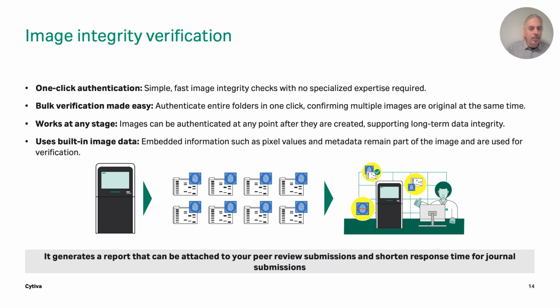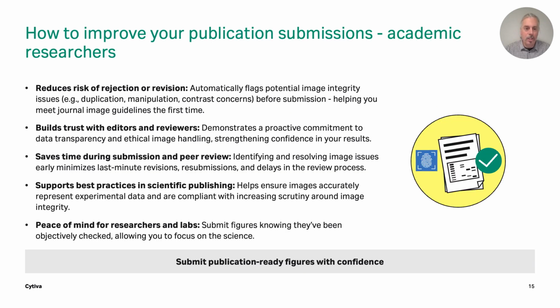You might have sent that image off to a colleague or collaborator to look at, and they're sending it back to you. At any point in that image's history, you'd be able to go back and check that it is still the raw data. The embedded information, such as the pixel values and the metadata, all remain part of the image and are used as part of that verification process. It's going to generate a report that will be attached to your submission, showing the journal that it has been validated.